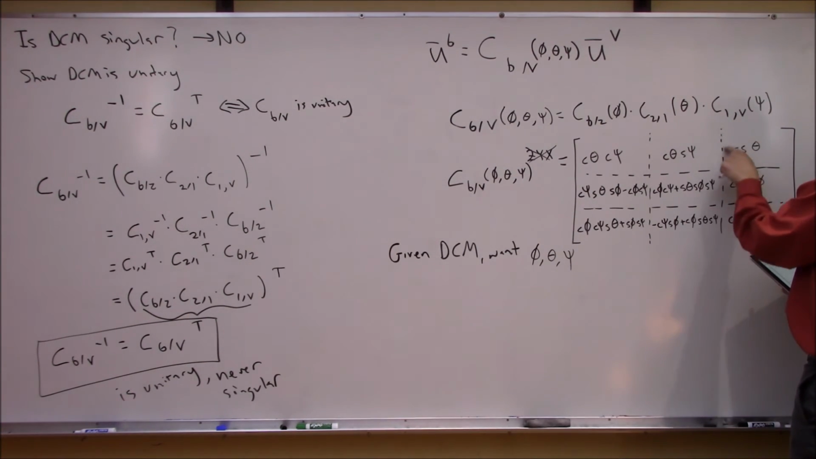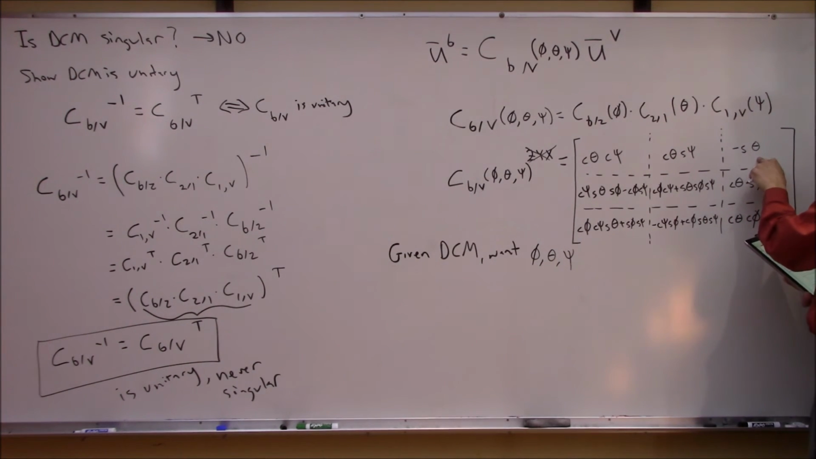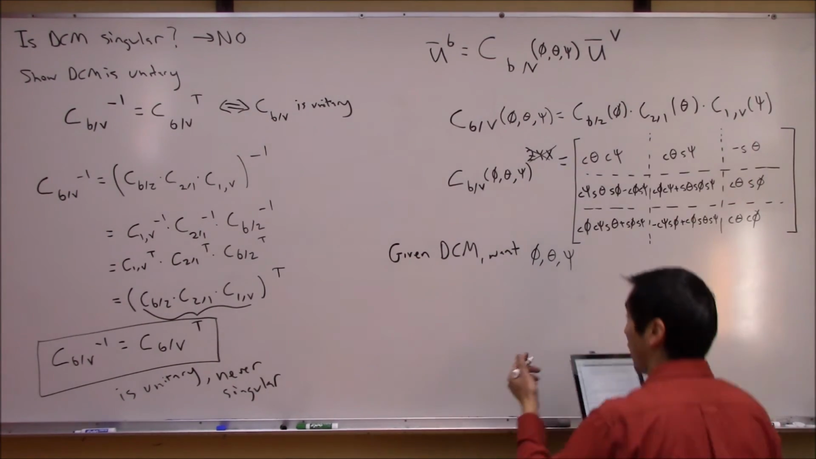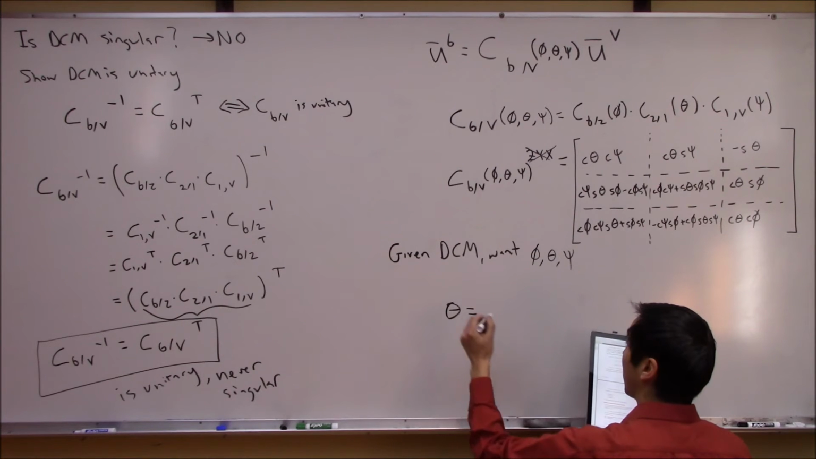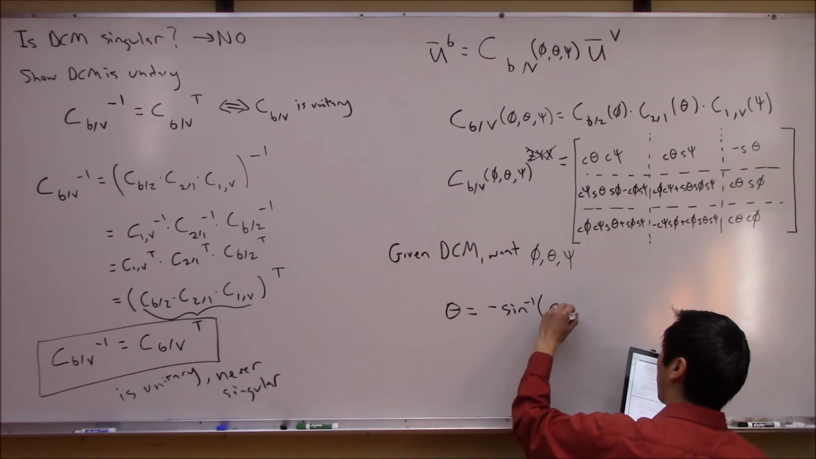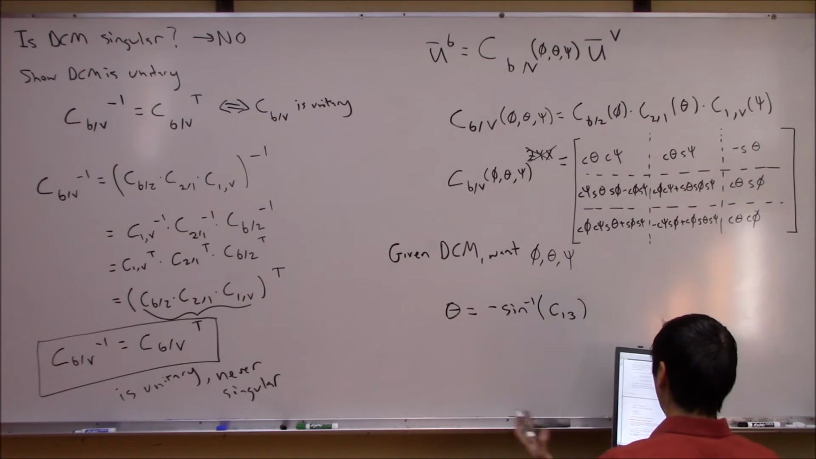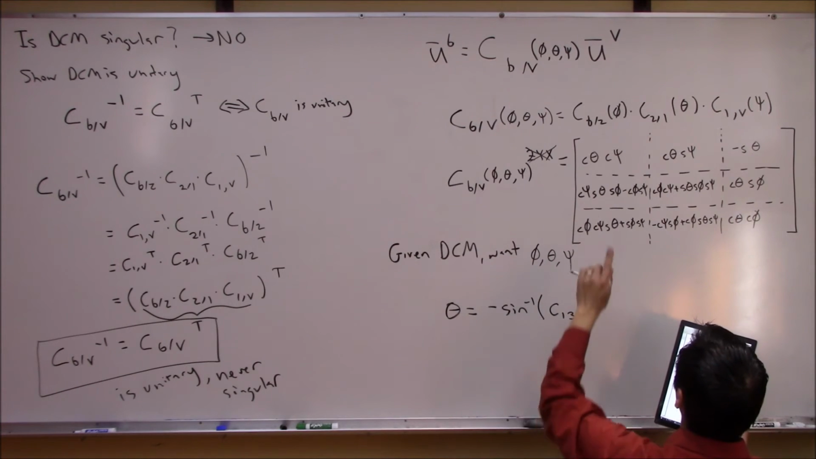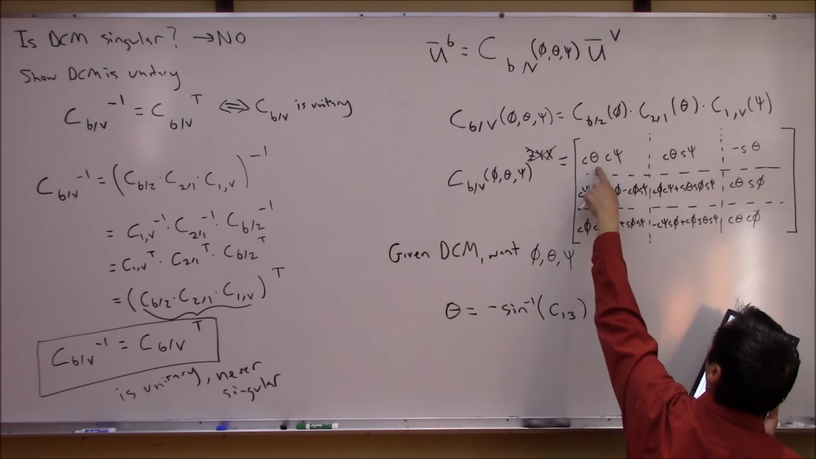If you look at this entry here, the 1, 3 entry of the DCM is basically negative sine theta. So really what you end up with is if we back solve that thing, you can basically say that theta is basically negative inverse sine of the 1, 3 element. Okay, so C13 is supposed to be the 1, 3 element of the DCM. Similarly, there's a couple of other relationships you could get by basically playing around with the 1, 1 and the 1, 2.